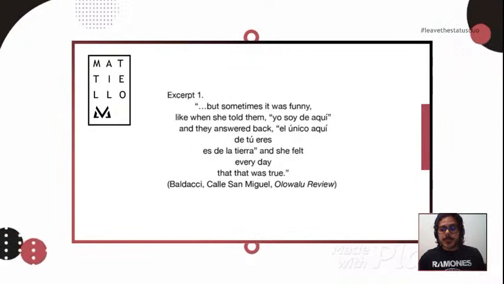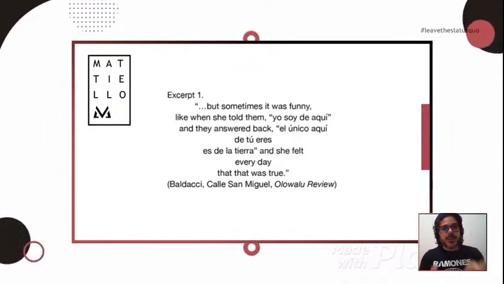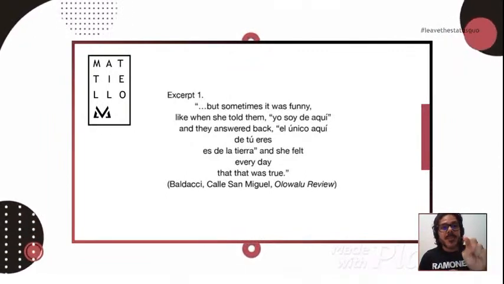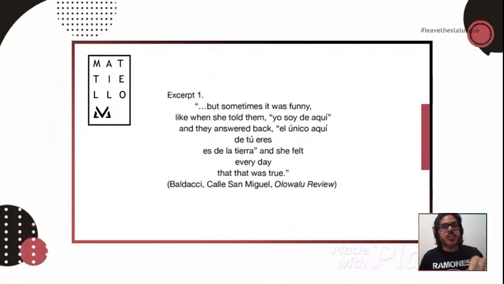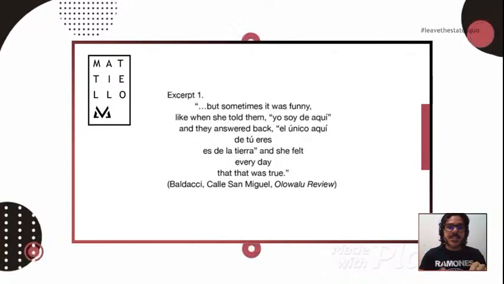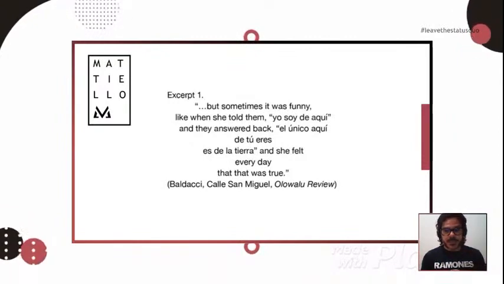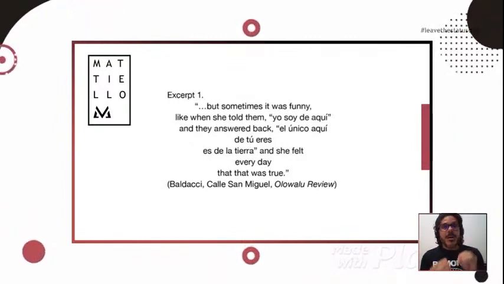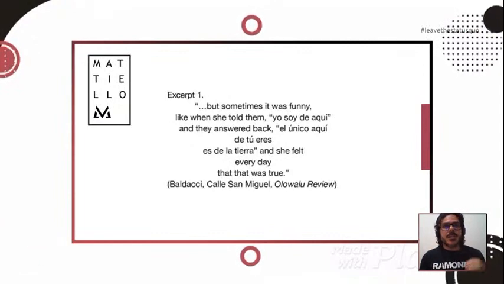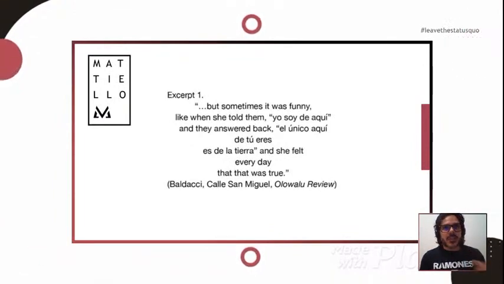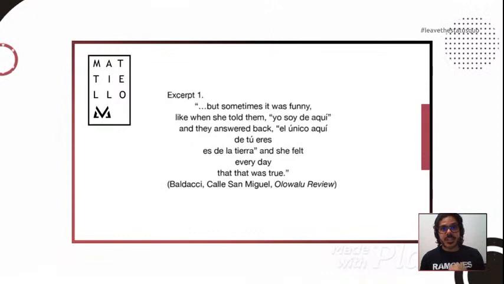So this is really important. It's very similar. And why did Baldacci use these instances of Spanish to transcend the language? To transcend the language. Rudy, are you saying that translanguaging is a method? No, I'm not saying translanguaging is a method.